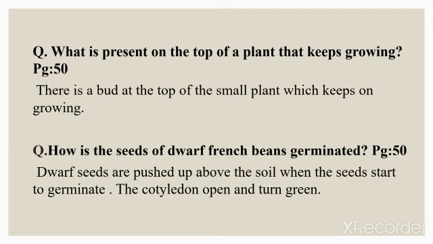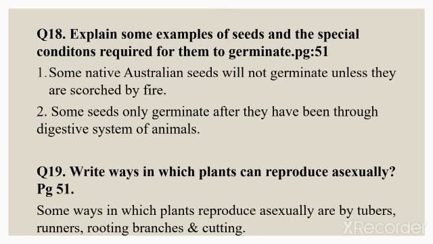The next question is, explain some examples of seeds and special conditions required for them to germinate. This question is on page number 51. So the answer is, some native Australian seeds will not germinate unless they are scorched by fire. Some seeds only germinate after they have been through the digestive system of animals.